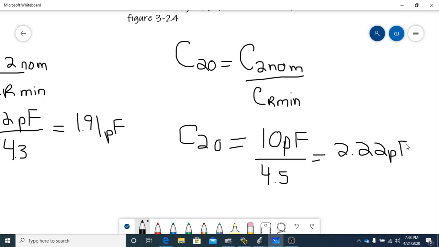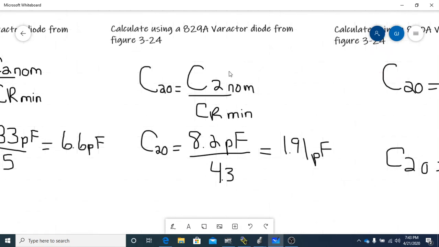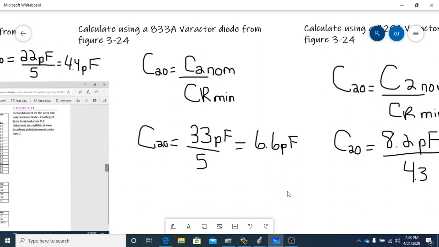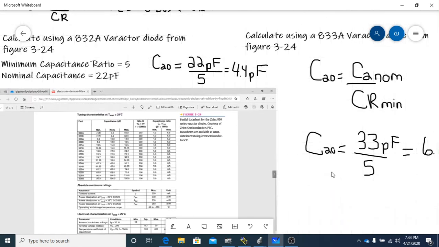picofarads. So the range in capacitance for each one of these, you'll see the one, this one right here is 2.22 picofarads to 10. This 829A is from 1.91 picofarads to 8.2 picofarads, and that's from 2 to 20 volts. And 833A is 6.6 picofarads to 33 picofarads. And the 832A, which is the one out of the book, is 4.4 picofarads to 22 picofarads.